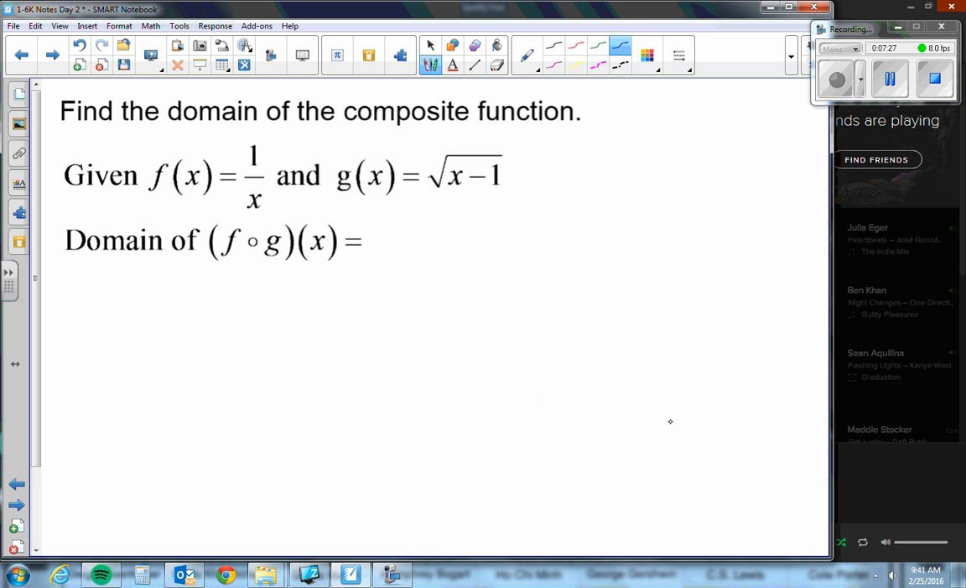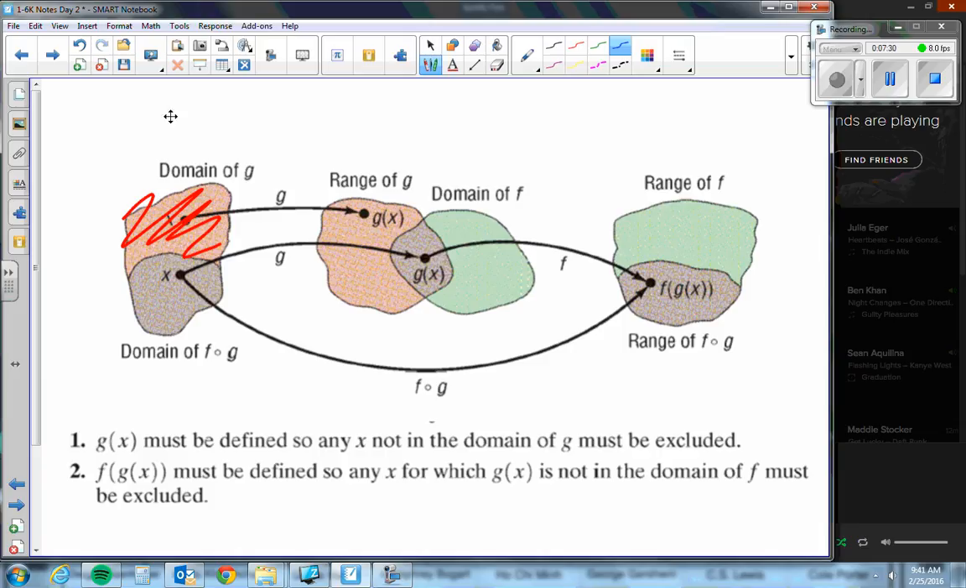So here, let's do this. Oh, one more thing I was going to show you. Well, we'll just do examples.